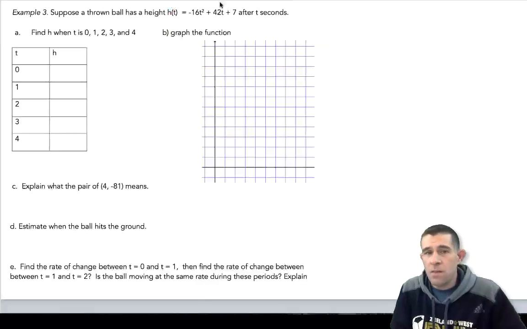All right, in our next example here, we're going to do a similar type of exploration. We have a ball that's thrown from an initial height of 7 feet, and we want to find the height of that ball after t seconds. We're asked to graph that function, and we're also asked to find some interesting points.